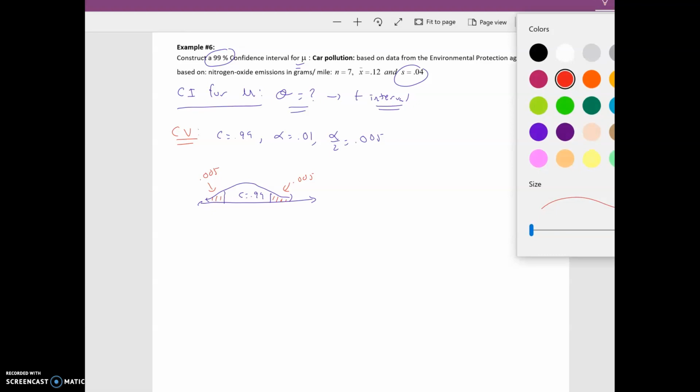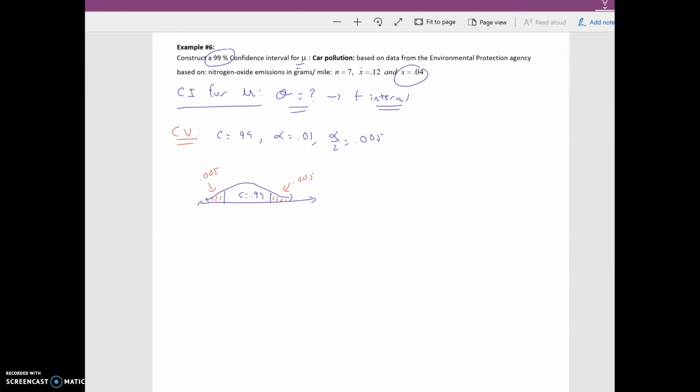The next step, since we're dealing with a T interval, is to find the degrees of freedom. Now, the degrees of freedom for this one is going to be n minus 1. So in this case, the sample size is technically 7. So 7 minus 1 is equal to 6. So we're looking at 6 degrees of freedom.